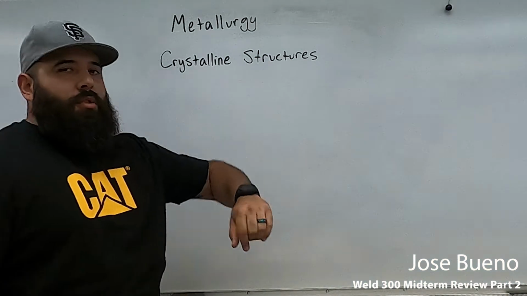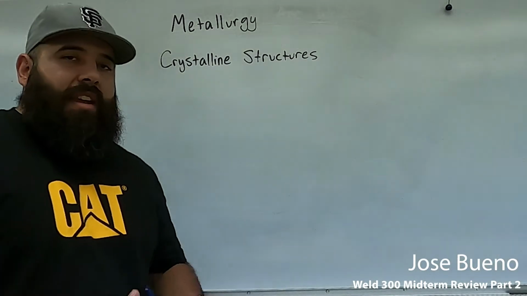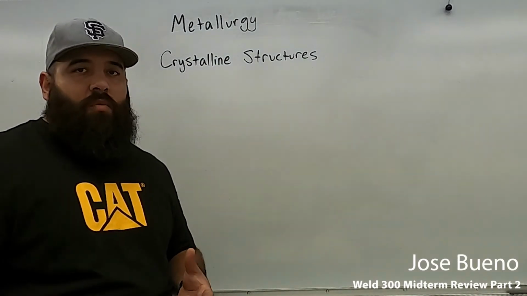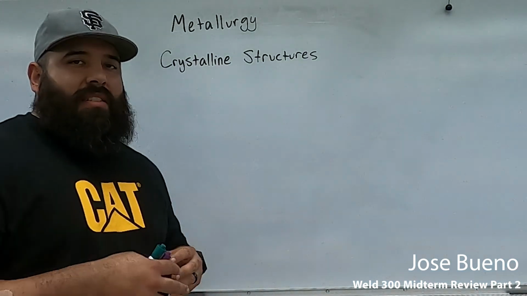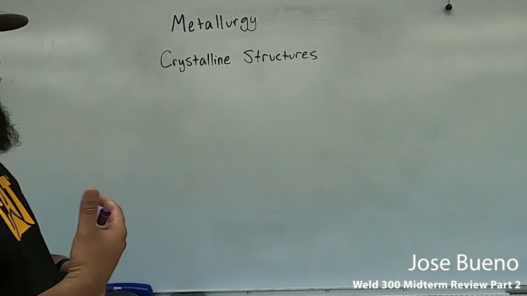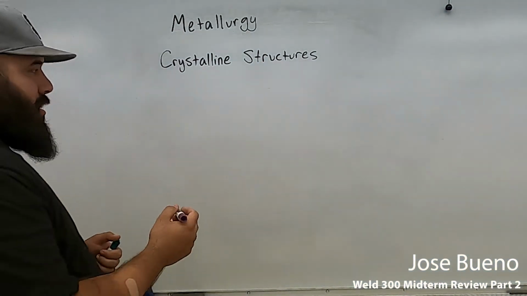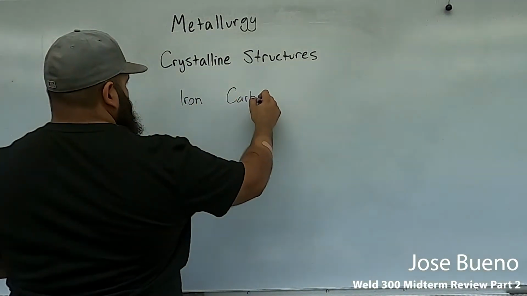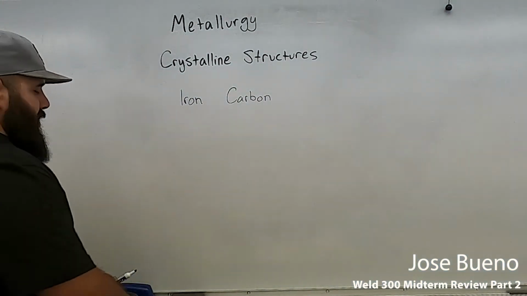All right, so let's talk about the crystal structures. Remember, this is just another way of saying grain structure. If we were to break a piece of steel apart and look at the cross section under a microscope, we would see grain structures. We'd be able to see iron and carbon coming together in different formations to create the grain structure. At its very basic form, steel is made up of iron and carbon. Those two elements come together to create steel.